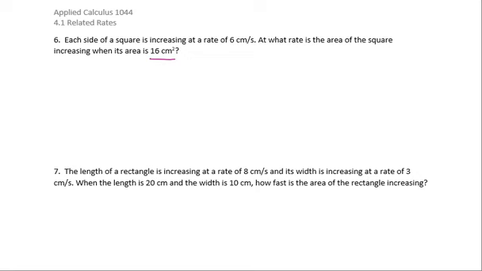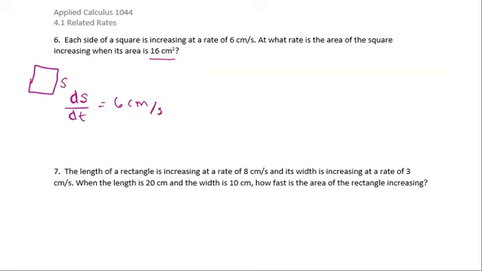So we have a square. Not a very good square, but you get the idea. Each side of the square, I'm going to call that S. So let S be the side of a square, is increasing at a rate. Okay, so that's the rate, that's ds dt, of 6 centimeters per second.